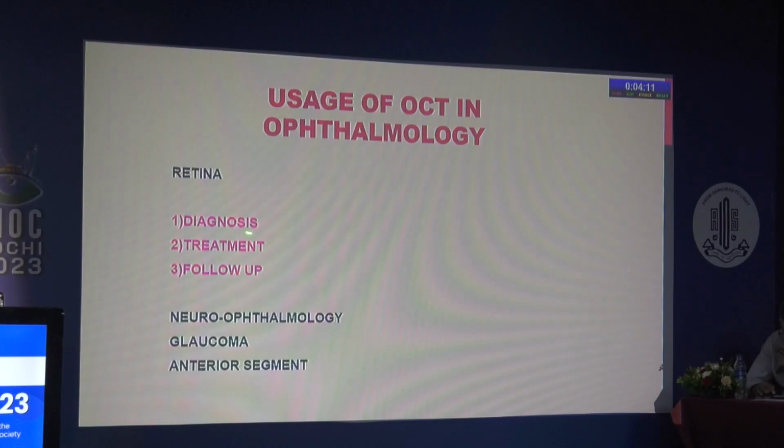So what is OCT in ophthalmology? We all know it is very important for diagnosis, even deciding treatment, and of course follow-up. So all three areas of managing patients are covered by the OCT. And of course, as we have already discussed, neuro-ophthalmology. We will be leaving out the anterior segment here.